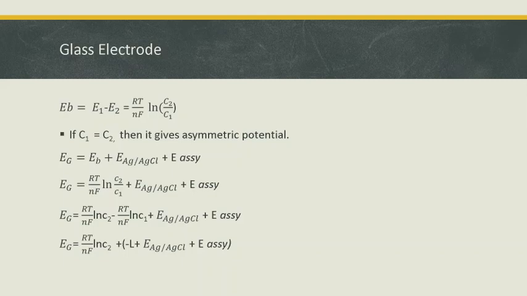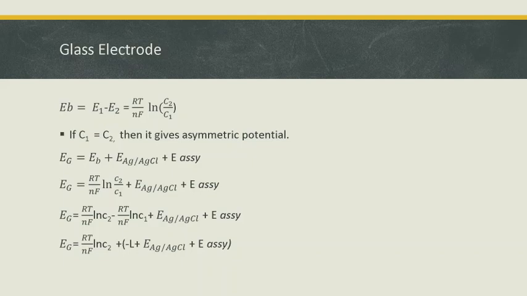In case, let us take C1 is equal to C2, then we can say that the boundary potential should be 0. But practically it is not happening. It is developing some potential which we call the asymmetric potential. So combinedly we can say the electrode potential for the glass electrode is a combination of the boundary potential, the potential generated by the internal silver chloride electrode, and this asymmetric potential. By the combination of all three things, we will get the electrode potential for the glass electrode.